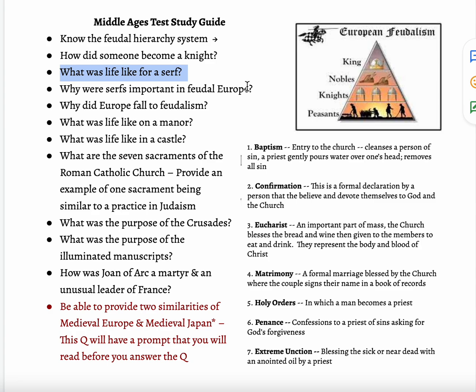You have to know what life was like for a serf. What did they do? What was their purpose? Why were there serfs? Meaning, how did there become so many serfs in all of feudal Europe? Explain it. And why were serfs so important in Europe?